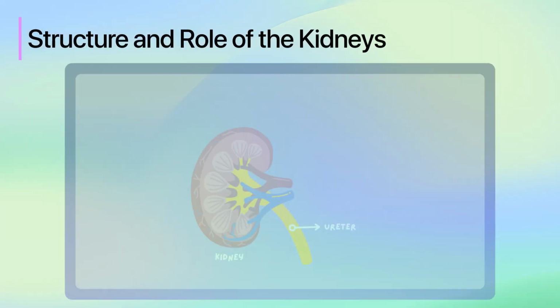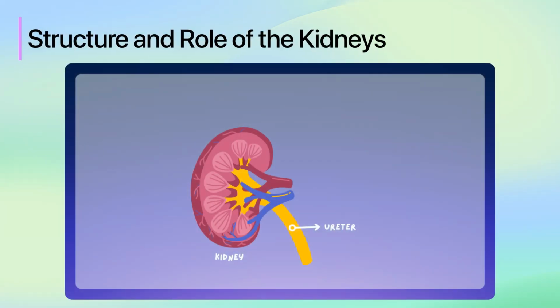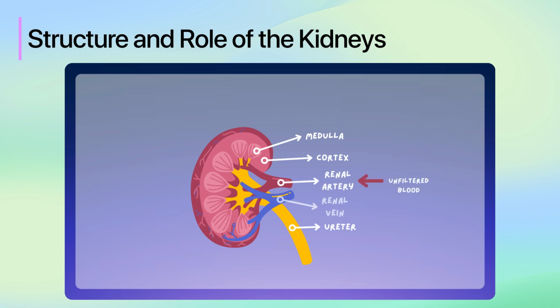Now let's look at the structure and role of the kidneys. Located at the back of the abdominal cavity, the kidneys filter the blood at high pressure. Each kidney is made up of an outer layer called the cortex and an inner layer called the medulla. The renal artery brings unfiltered blood into the kidneys, and the renal vein carries filtered blood back to the circulatory system.